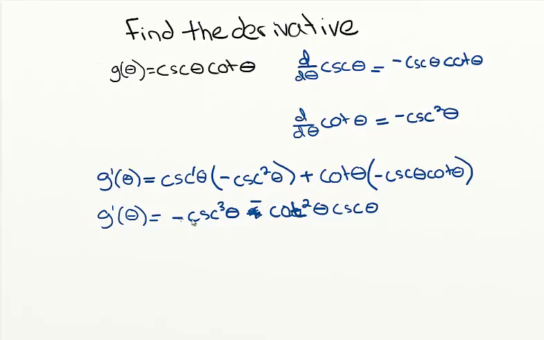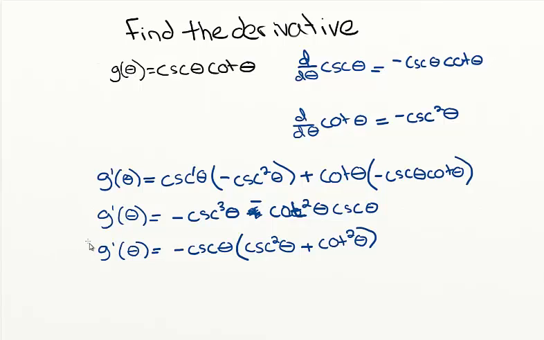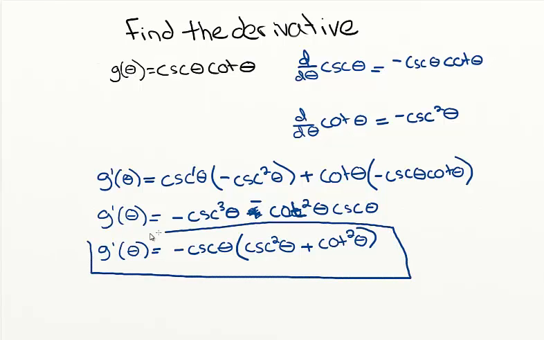We'll notice that both of these terms have a negative cosecant of theta, so we can go ahead and pull that out. I'm pulling out a negative cosecant of theta. For the first one, we're left with 2 more cosecant of theta, so we get cosecant squared of theta. Then we add to it, because we're pulling out this negative, whatever was left, which is cotangent squared of theta. Alright, and that is our final derivative.